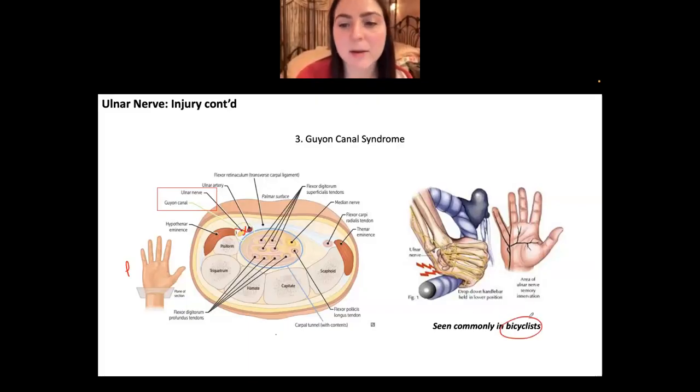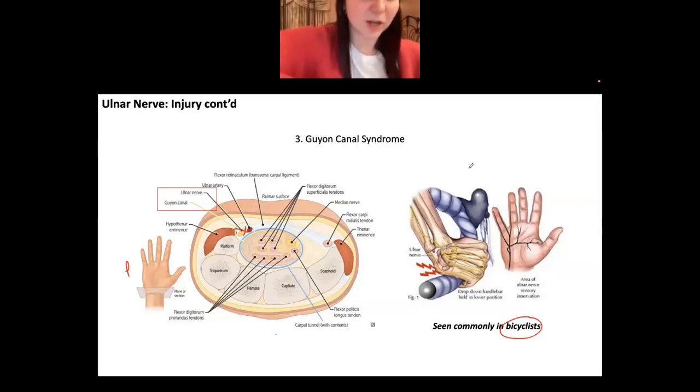And when do you see that? Bicyclists. I pretty much have never seen a Guyon canal question where they don't talk about someone being a biker. So they'll talk about drop down handlebars, like if you've ever seen bikers sitting up with their handlebars below them. They're trying to mention gravity pushing down on where the handlebars are when they're holding their bike. Boom, that's your Guyon canal syndrome. You can crush your ulnar nerve.